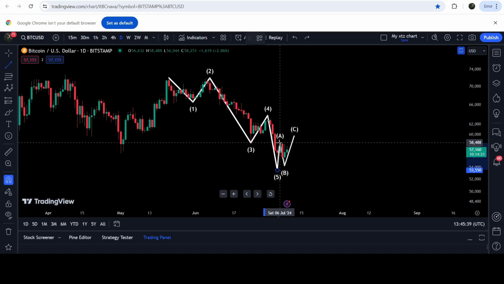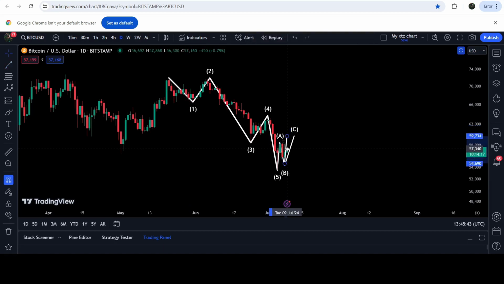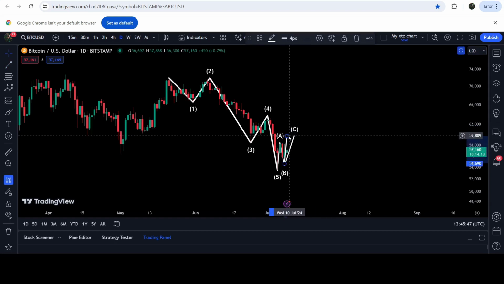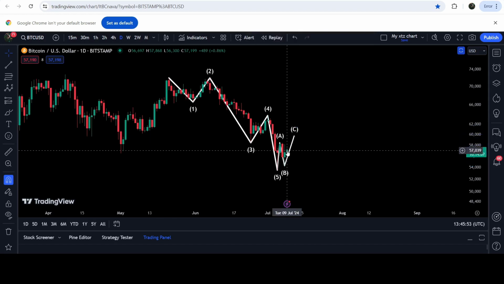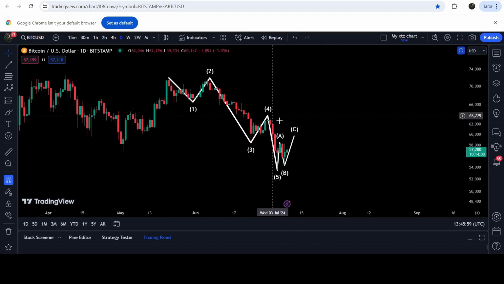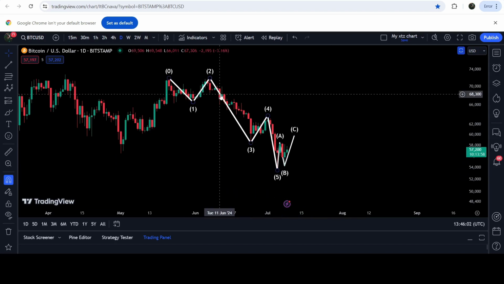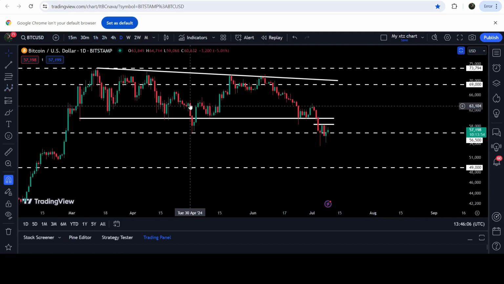For example, if this wave C is equal to wave A, then it can move up to $59,700, and it can be even longer than that. Then it can even cross $60,000 or $61,000. And so far, you can see that wave C has moved up to $58,200. In today's video, we will once again analyze this Elliott wave structure, and I would also like to show you this breakdown that happened on the daily time frame chart from this descending triangle.